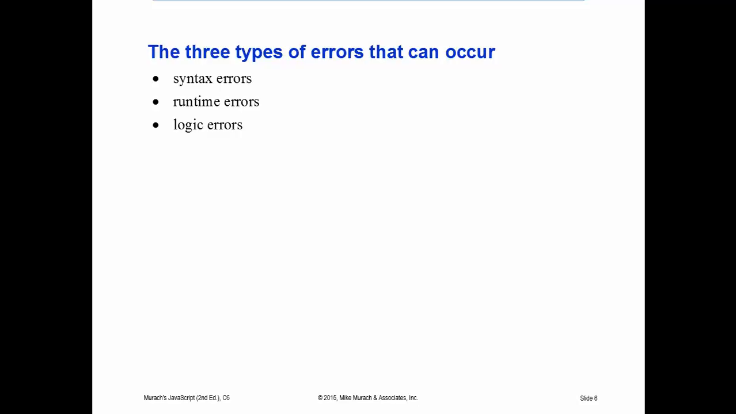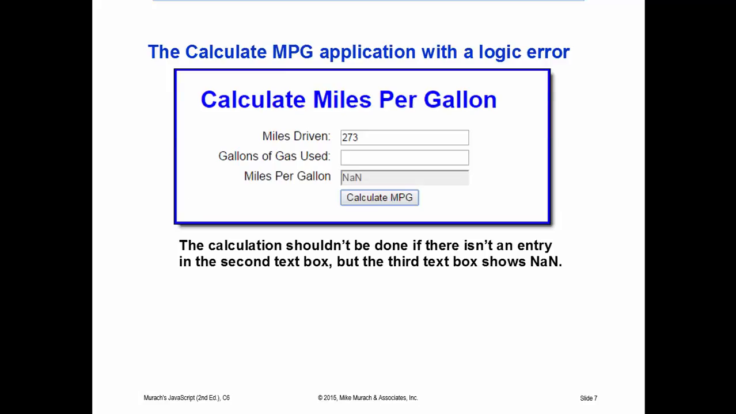So we've already talked about this a little bit, but notice here, the calculation shouldn't be done if there isn't an entry in the second box. So you said you drove 273 miles, but you didn't say how many gallons of gas you used. As you can see there, it comes up with what? It comes up with NaN.